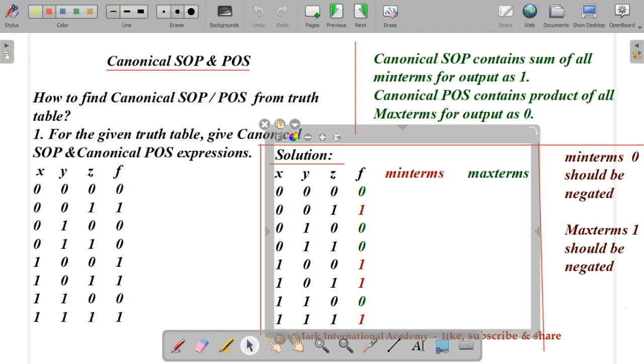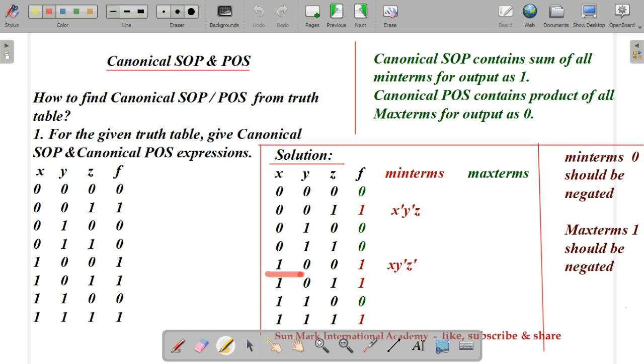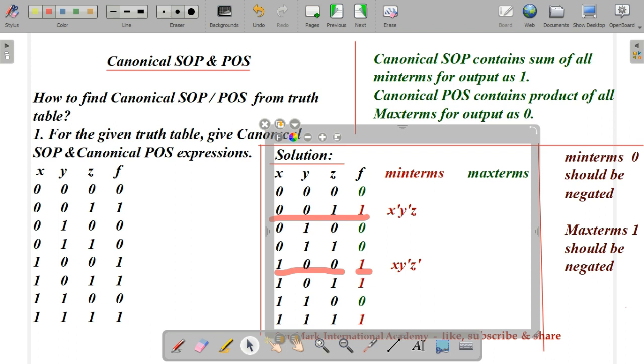How to write a minterm: 0 should be negated. So we can write X dash, Y dash, Z. The next rows with output 0 are not minterms. The next one is 1, 0, 0. How do we write the minterm here? X, Y dash, Z dash. Why? Because the values are 1, 0, 0, and in minterms 1 is not negated, 0 is negated. That's why we write X, Y dash, Z dash.